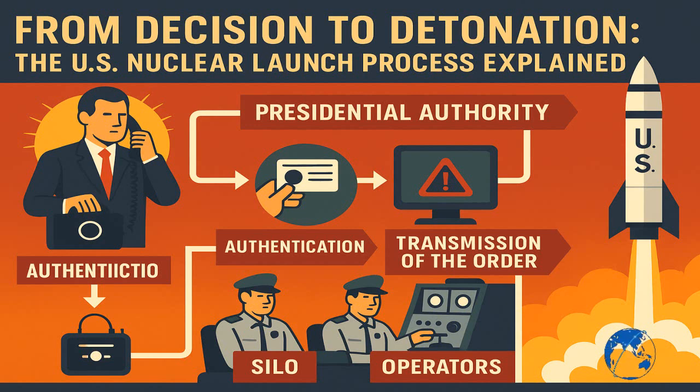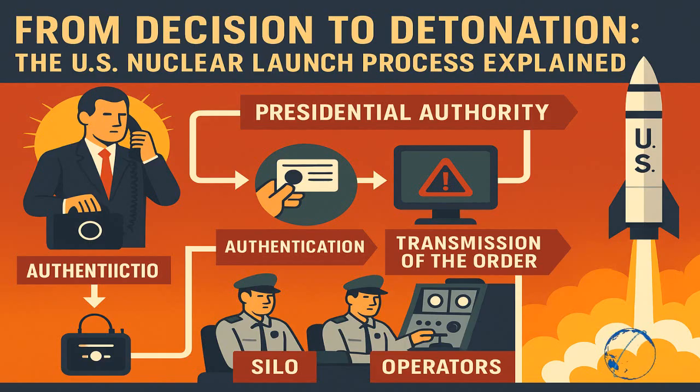The process begins the moment the President decides that a nuclear strike is necessary. This decision may come after warning of an incoming attack, as a response to enemy action, or in an escalating crisis. The President may consult with senior advisors, such as the Secretary of Defense, the National Security Advisor, or the Chairman of the Joint Chiefs, but consultation is not legally required.